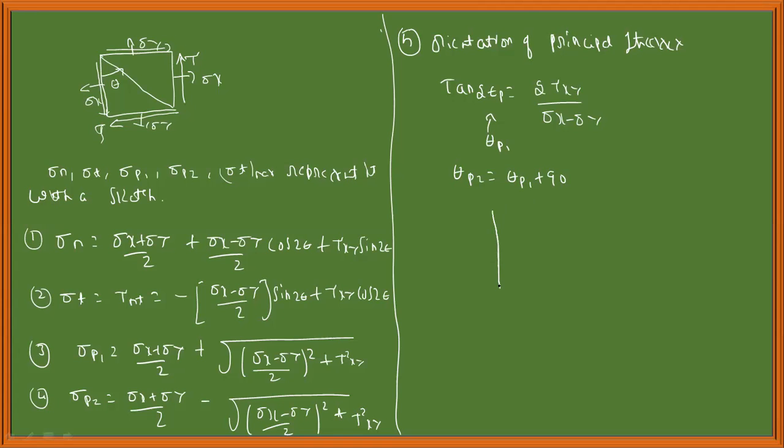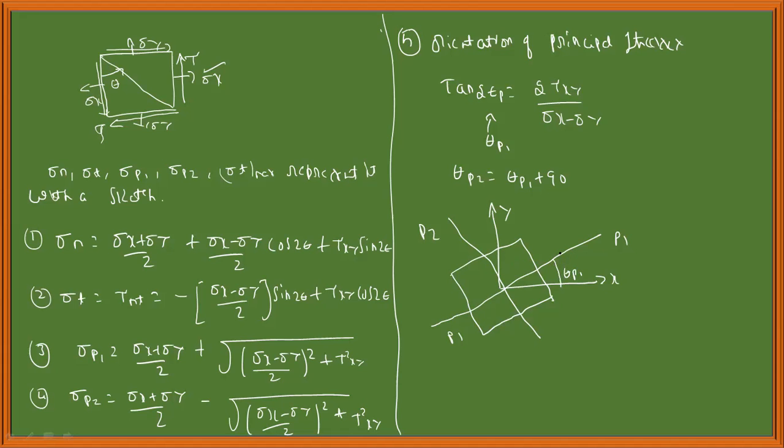If I write like this, this is the plane x, this is the plane y. My theta p1 makes some angle, say 30 degrees. This is theta p1, this is plane p1. Plane p2 obviously will be perpendicular to this. This is plane p2. I will represent it like this: this is theta p1, this is theta p1 plus 90 degrees. Theta p1 plus 90 degrees is my plane p2.